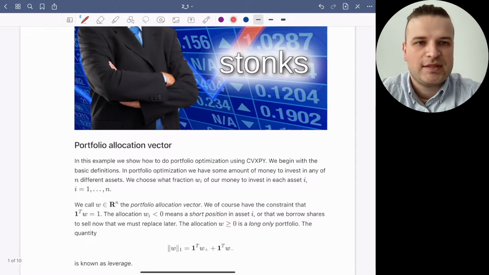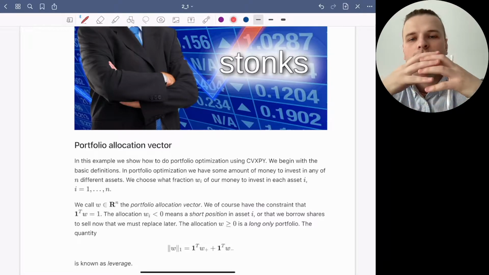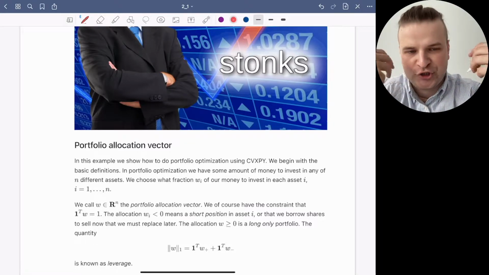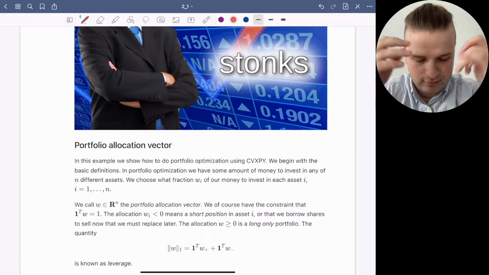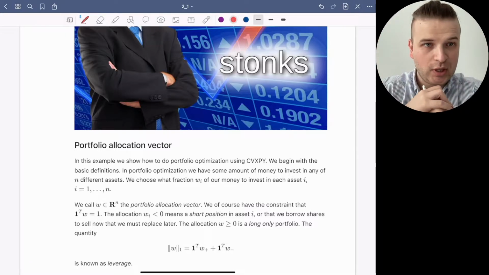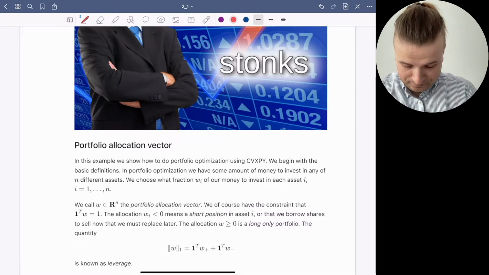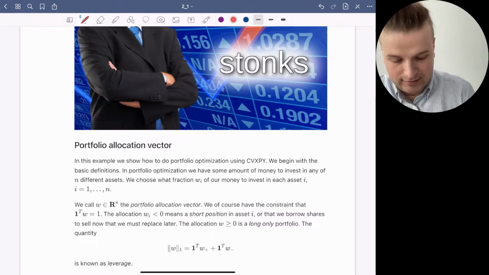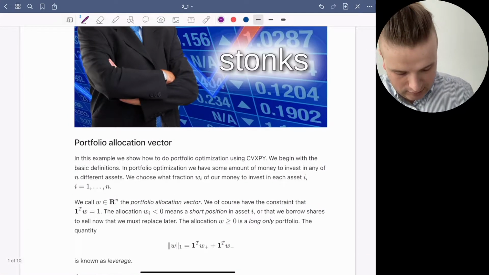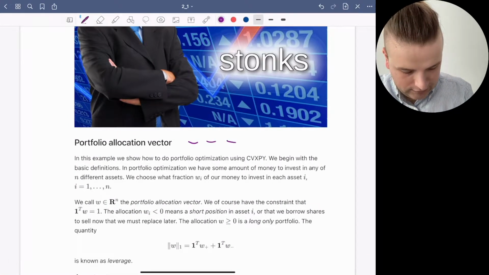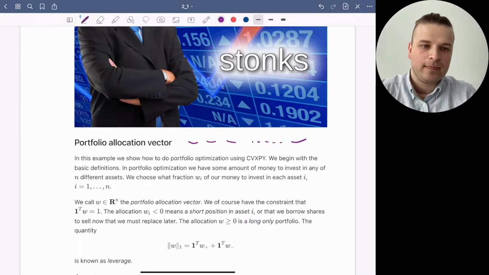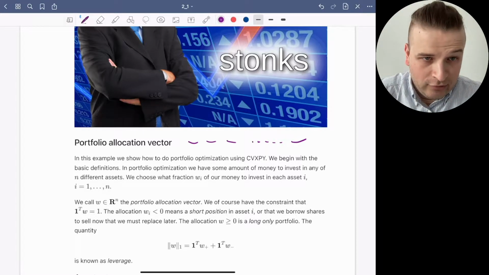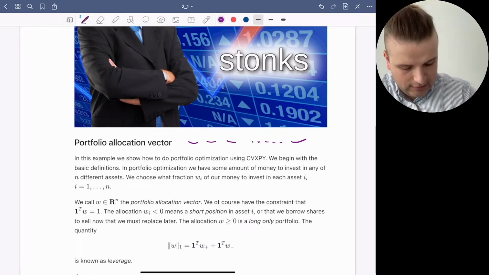So, suppose we are interested in investment in some number of, let's say, goods or shares or stocks or something which is valuable to invest. And let's say we have n shares, n kinds of shares. Let's say first, second, third, and so on. But we have only a limited amount of money, usually, right?